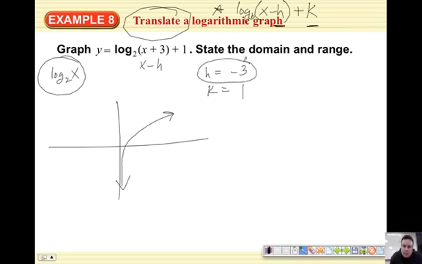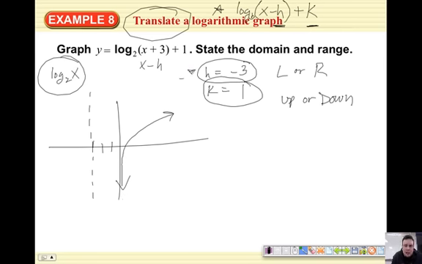H is -3. K is 1. H moves it left or right. K moves it up or down. So I'm going to move it left because it's -3. So 1, 2, 3. Look where my new asymptote is. It's right here. The asymptote was the y-axis. It moved left 3, so there you go. Pay attention to that. The h is the key in this case. The k is going to move it up 1, right?